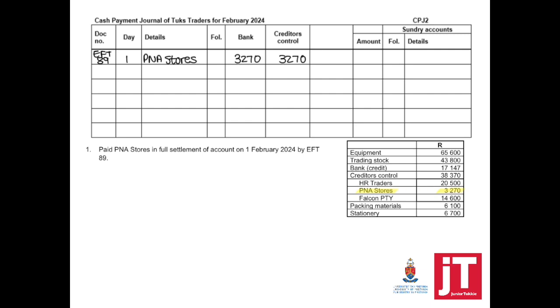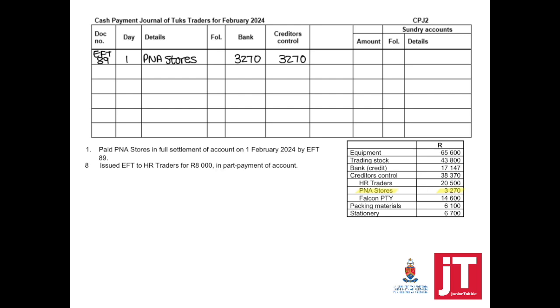On day 1, a payment was made to P&A stores, 3,270, and now very important, this is the only thing that is new. P&A stores is a creditor to us, so now we've got a money column open for creditors control, and we need to indicate that the payment was made to our creditor.